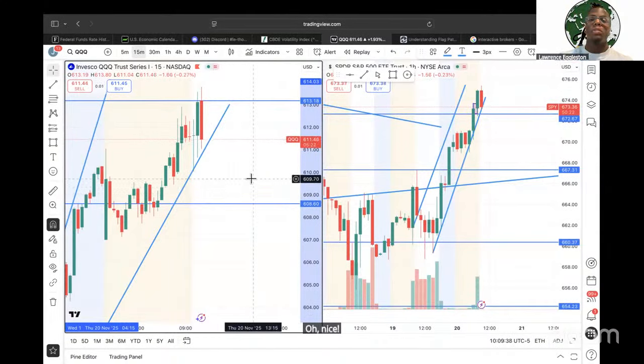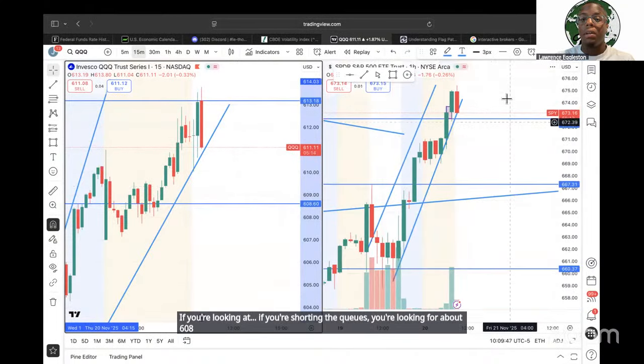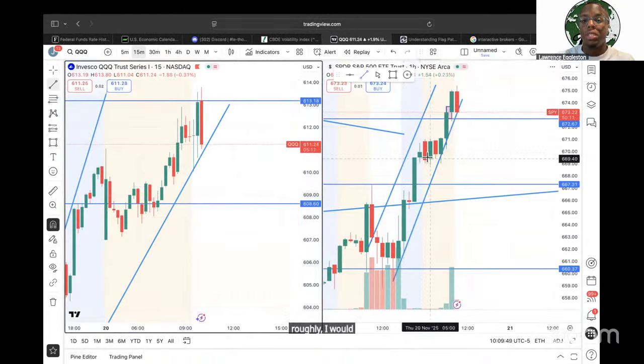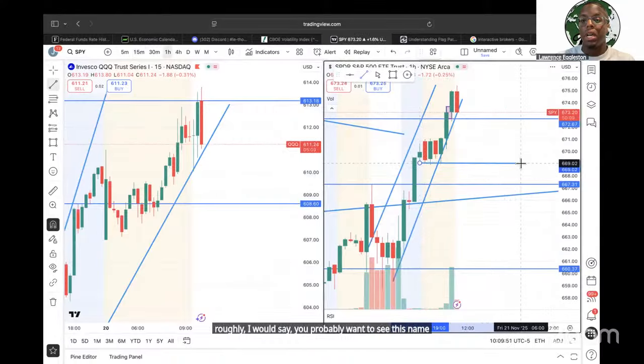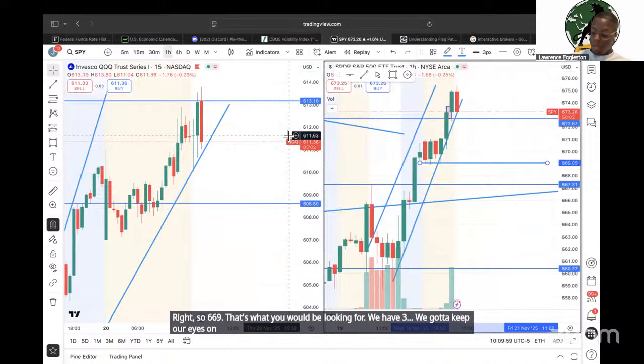So we're looking for 608 on the Qs. If you're shorting the Qs, you're looking for about 608. On the SPY, roughly, I would say you probably want to see this name come back to about 669. Right? So 669. That's what you would be looking for. We got to keep our eyes on Nvidia, though. Keep your eyes peeled on Nvidia.